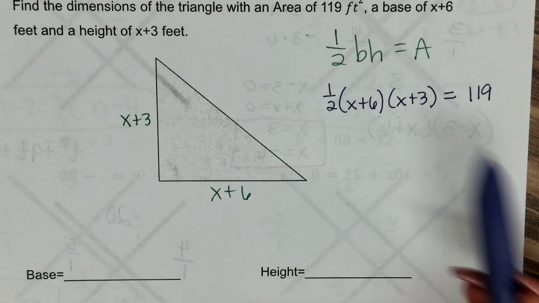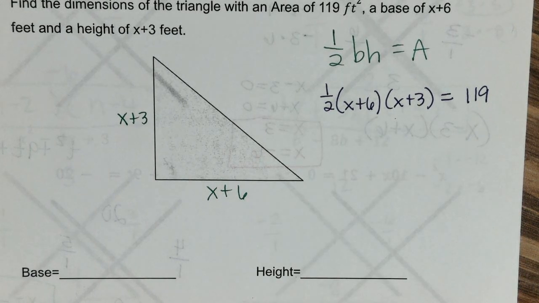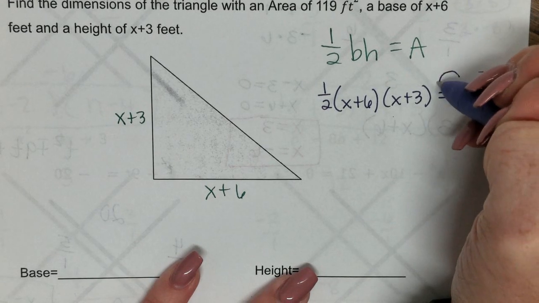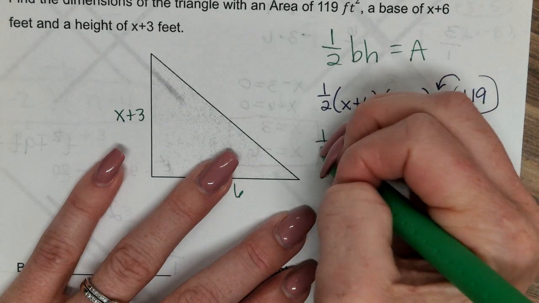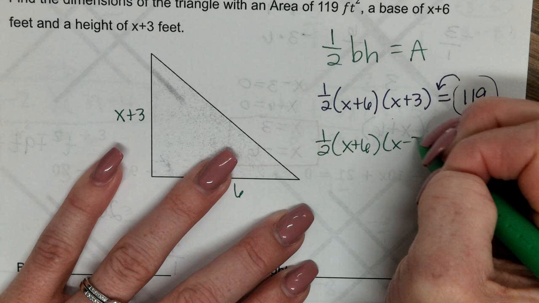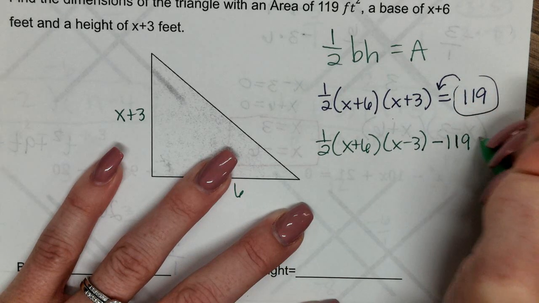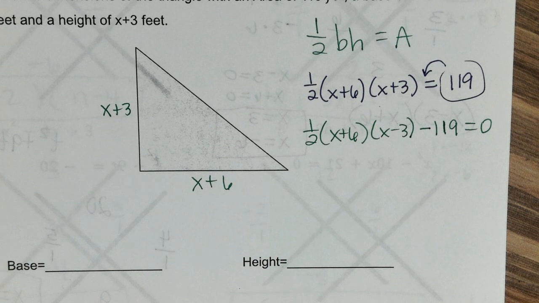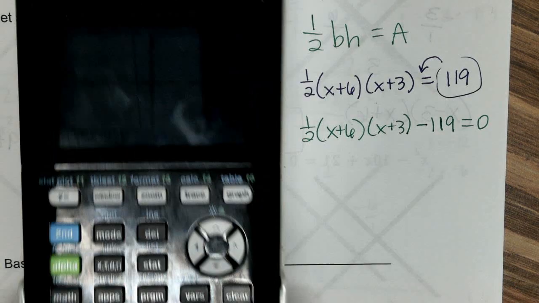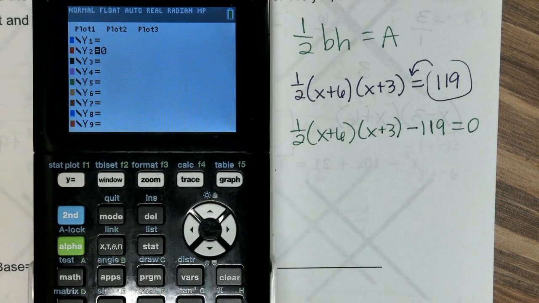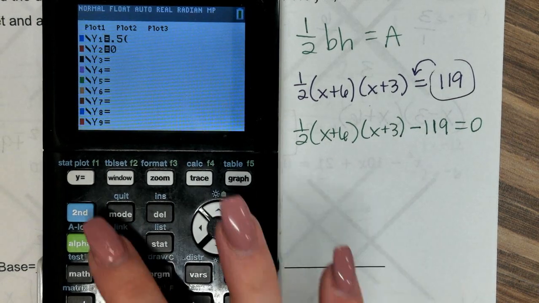Because it's going to have an x squared if I FOIL this, yes? Do I have to FOIL it? No, but I have to set it equal to zero, so this needs to move over here. How would I move it? So I have 1/2 times x plus 6 times x plus 3 minus 119 equals 0. I keep doing that. Thank you. I did it earlier. X plus 3. Now I go to y equals and type that in.